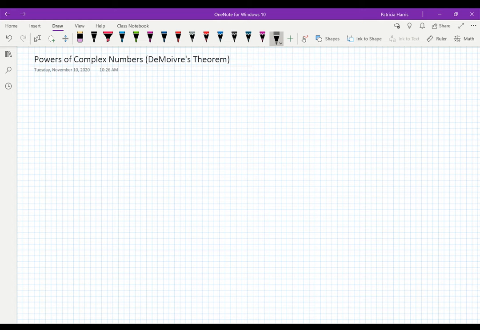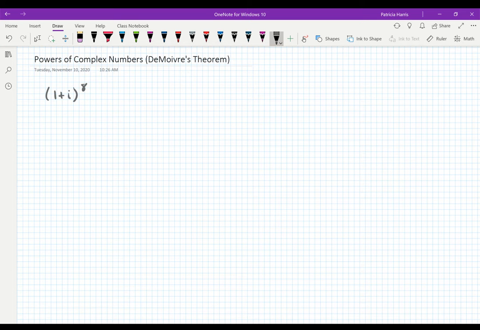Okay, so now we're going to talk about complex numbers in powers, also known as de Moivre's theorem. I'm probably saying that wrong, but it's okay. So, what if I needed to raise a complex number such as 1 plus i raised to the eighth?